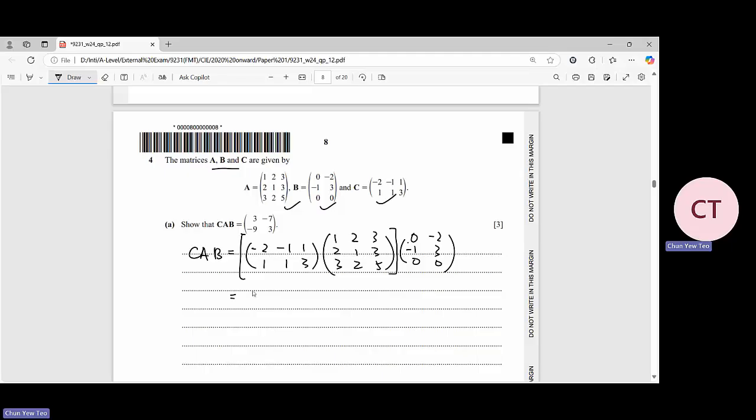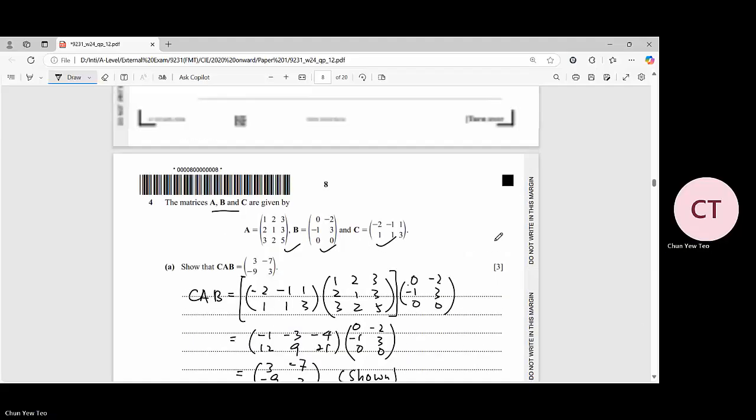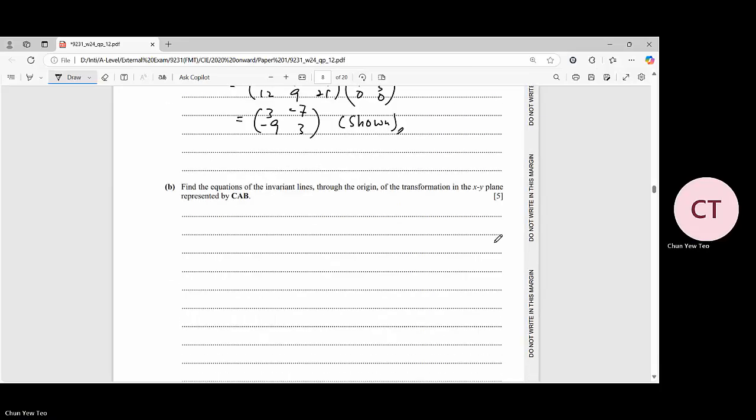So to multiply CA, just need to multiply carefully. You will get negative 1, 12, negative 3, 9, negative 4, 21, and 0, negative 1, 0, negative 2, 3, 0. Now you multiply these two again, and you will get the answer as 3, negative 9, negative 7, 3, as shown. That is the answer for part A. Now we move on. Part B.